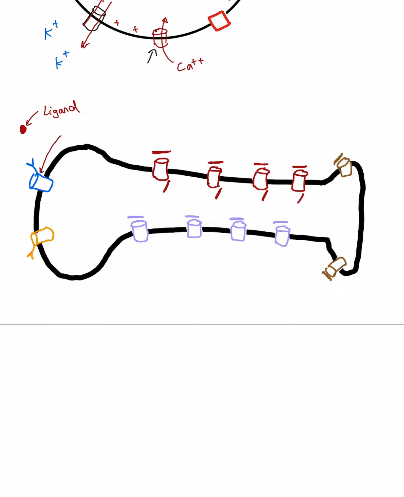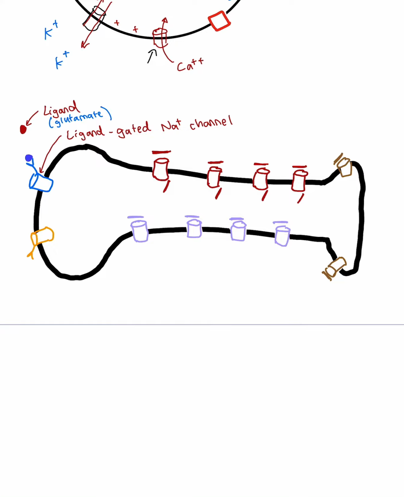So this is a ligand-gated sodium channel, Na+ channel. And the ligand in this case is typically something called glutamate, which is a stimulatory neurotransmitter. So I'll put in parentheses glutamate. And it's just a molecule that's released by neurons that tends to bind with ligand-gated sodium channels.